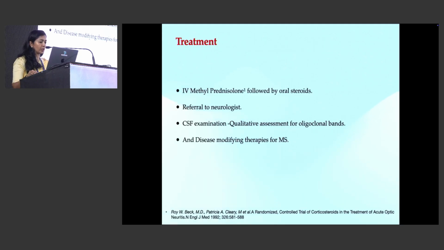Her vision improved. She was referred to a neurologist who did the CSF examination. Patients with MRI findings should be referred to the neurologist, who looks for oligoclonal bands to assess the risk of MS, and the patient was treated with disease-modifying therapies as well. So that was a typical optic neuritis.